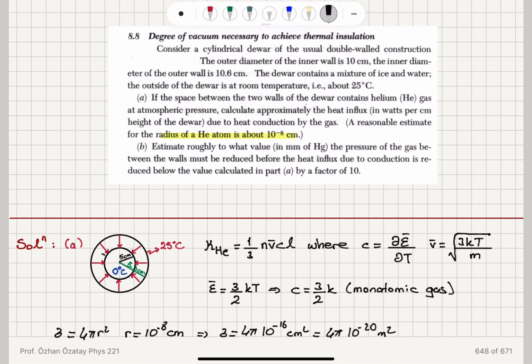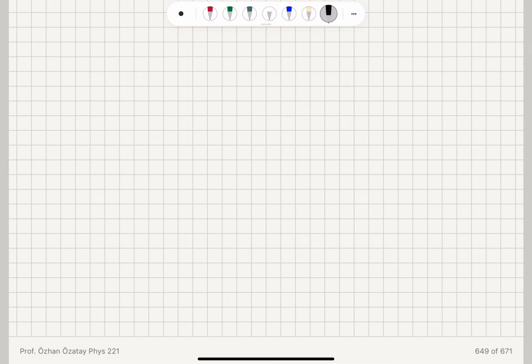Okay, so if we substitute into our thermal conductivity, kappa helium is 1 over 3 v bar c l. For the mean free path, we use 1 over square root 2 n sigma, number density times the total scattering cross-section. The n's cancel, and therefore we have v bar c divided by 3 square root 2 times sigma. And for this, we can substitute the square root of 3 kT over m for the v bar. So let's do that here.